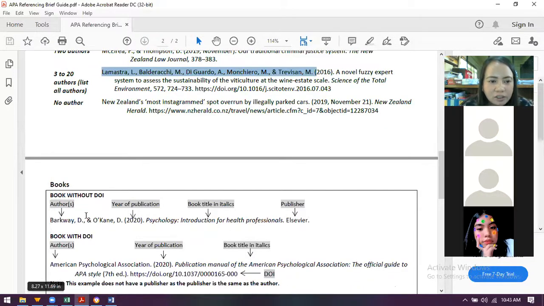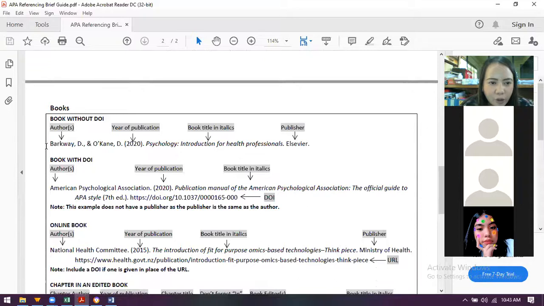Now, let's go to books. So, books with DOI. This is the author. Our authors are two. Year of publication, as you can see. The book title is presented in italics. Then our publisher. Here, if the author is an organization, that is also possible. As mentioned earlier, if there is no author but it is a publication, like the World Health Organization sample, we make use of the organization, with a period.